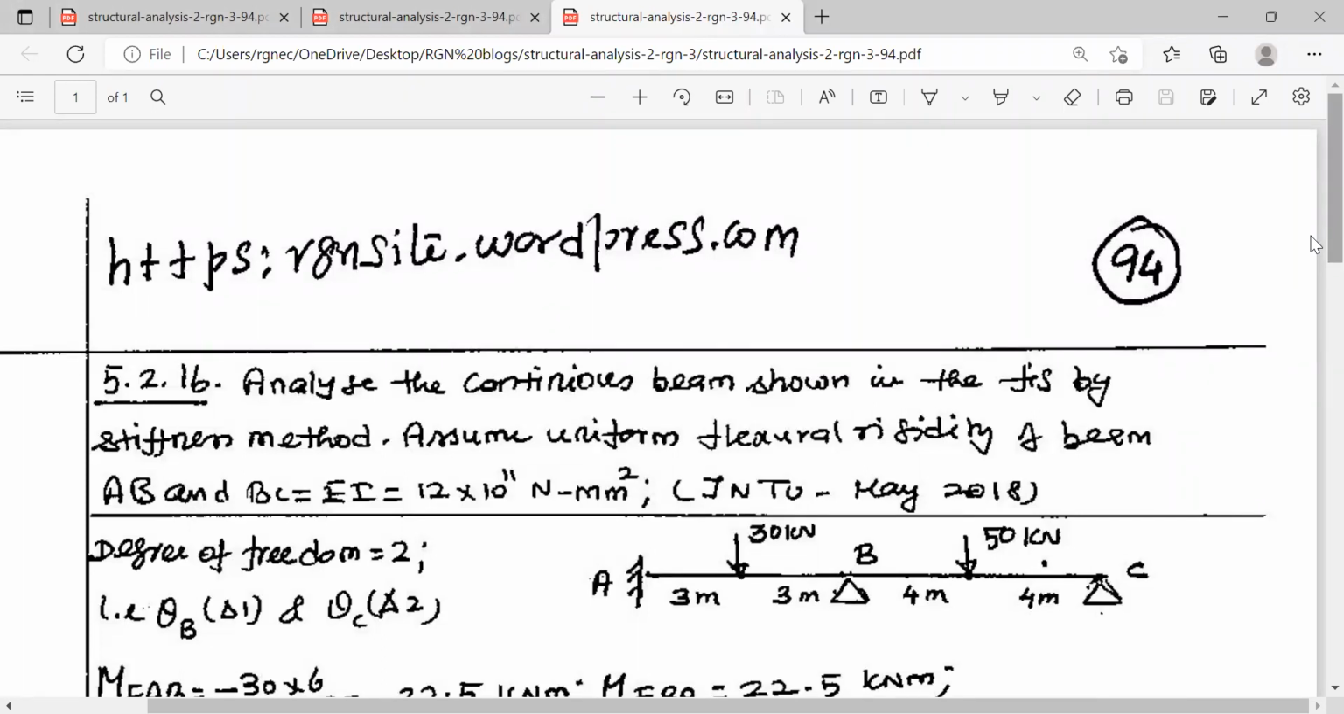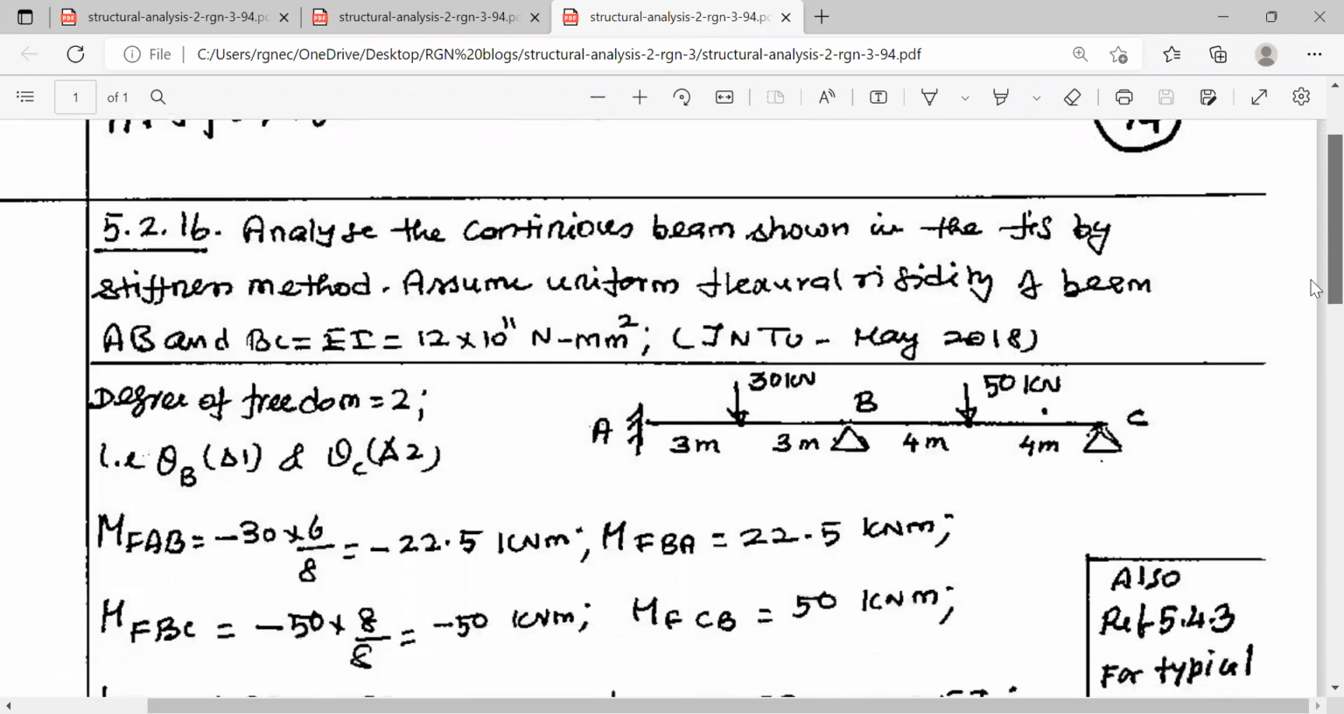Friends, now we will see one university question for JNTU. This is on matrix displacement method. This university question is for the year May 2018 for JNTU. The problem is shown in this diagram.